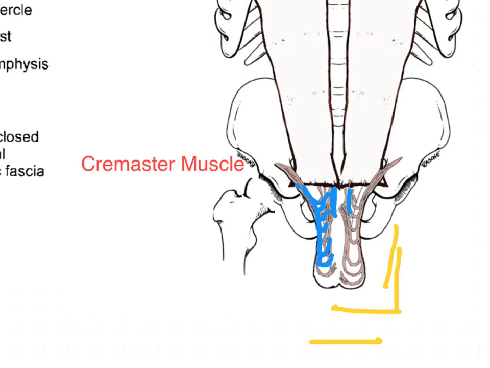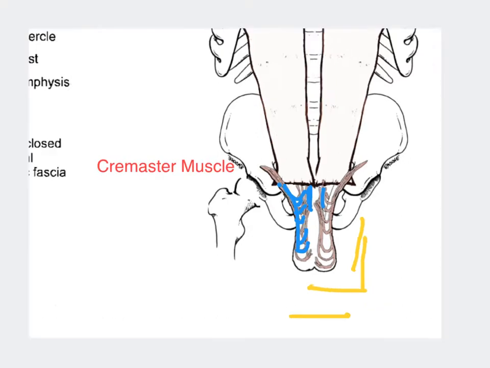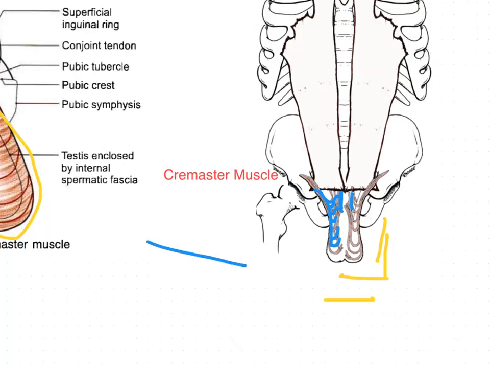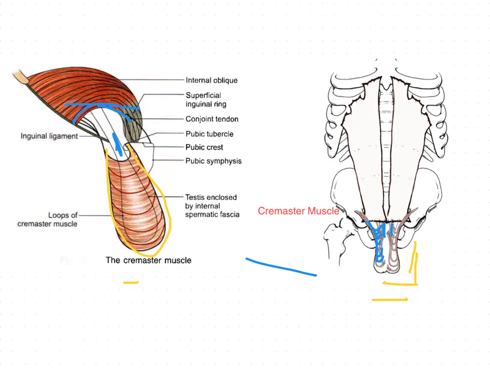The shorter loops descend on the cord and are attached to it. The longer loops descend even into the scrotum to reach the testis. So inside this it is having the testis, and the longer loops descend even into the scrotum to reach the testis.